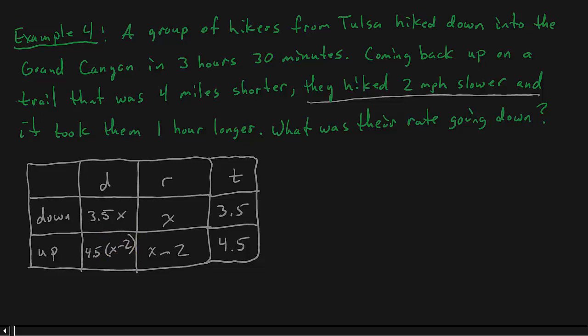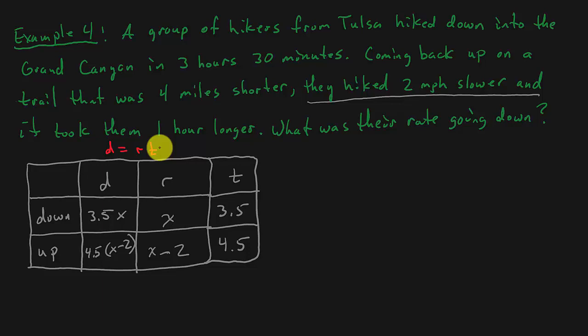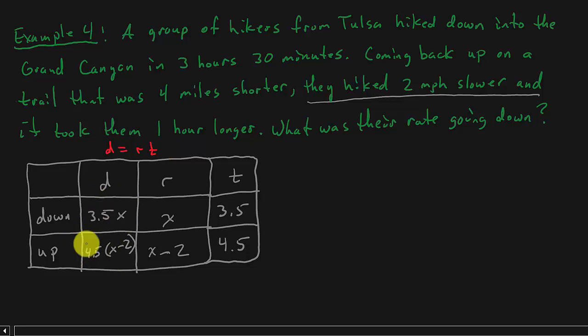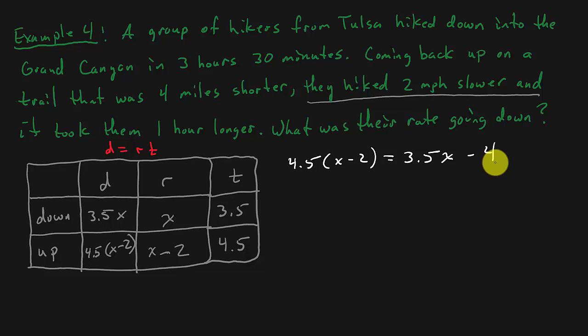Because don't we know that distance is equal to rate times time? All right, distance is rate times time. So we can actually set up an equation here involving distance, right? They tell us that it was 4 miles shorter. So these two distances here, that's 4.5 times x minus 2 is equal to 3.5 times x minus 4. All right. Now, man, can this be confusing?